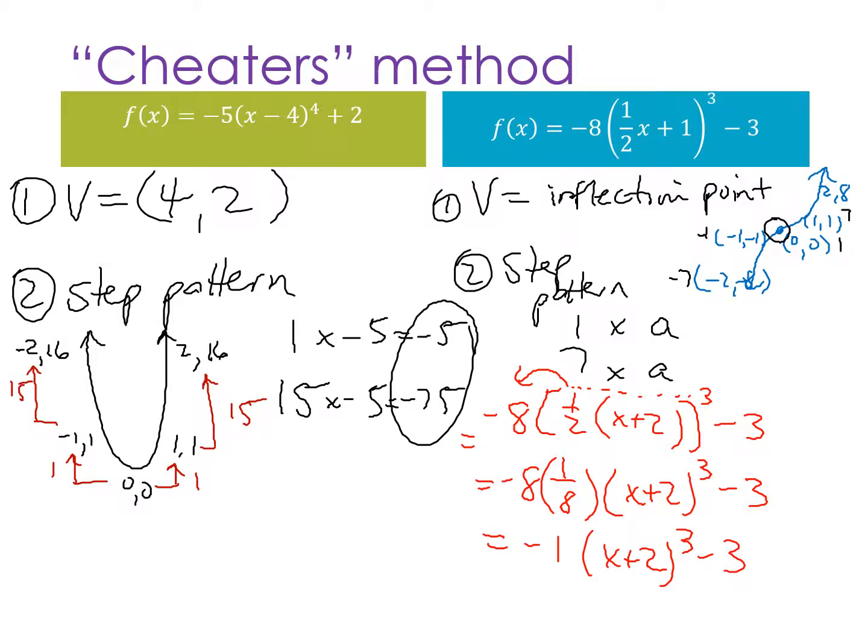So if I wanted to think of it as an inflection point, vertex, whatever term you want to use there, really it would be negative 2, negative 3. And then our step pattern would be 1 times negative 1 is negative 1, and 7 times negative 1 is negative 7. So you would plot your inflection point, negative 2, negative 3, and then just go up and down 1, up and down 7 on both sides. So it's just another way to think about it if you don't want to do transformation notation.